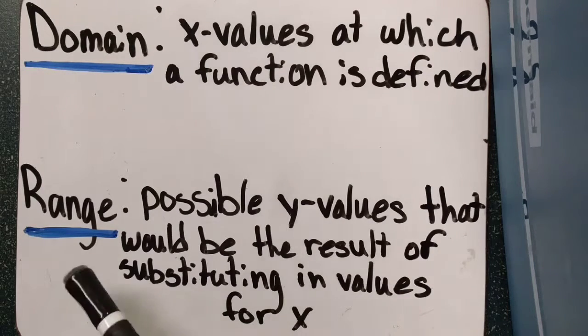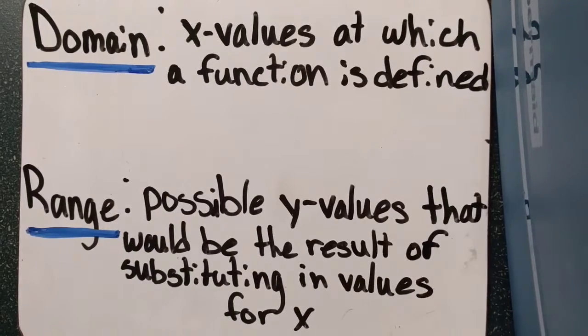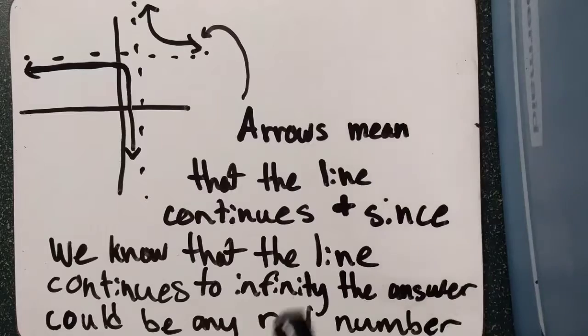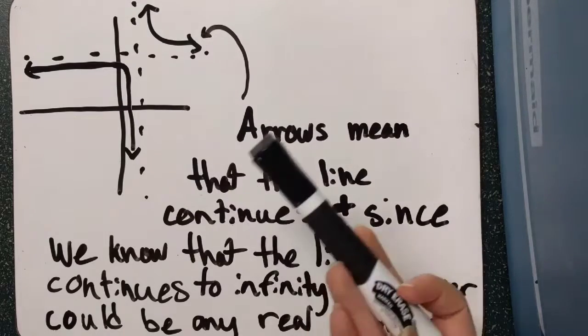The range is the possible y values that would be the result of substituting in values for x. So, in other words, any real y values that you get by substituting the x values. Make sure you have these in your notes so you can remember them. When talking about domain and range, it's easiest to think about it like this.